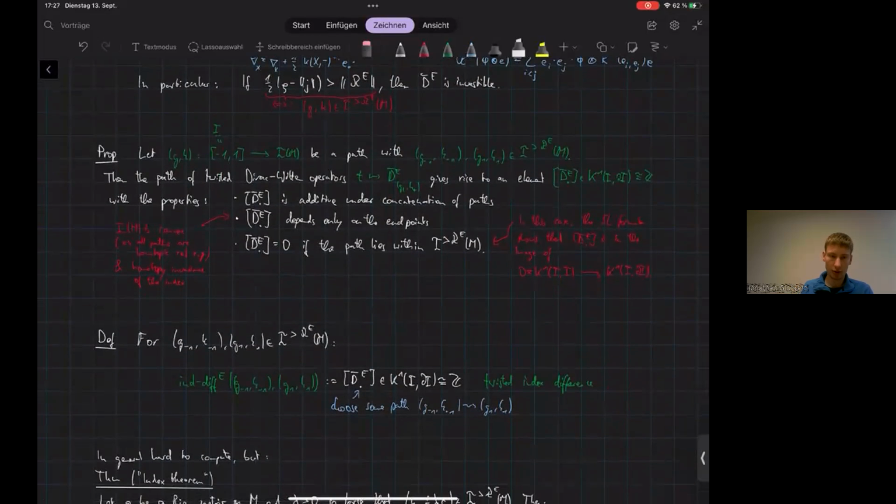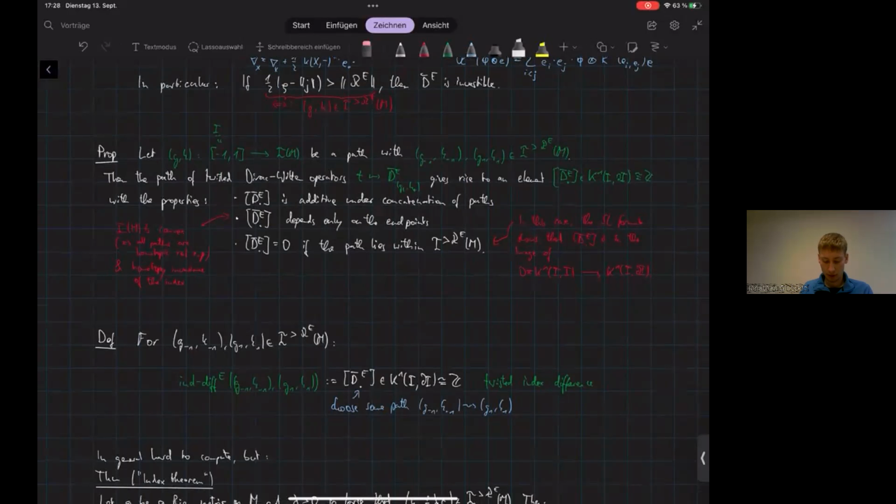So this allows for the following definition. Given two pairs, we take this K1 element that we defined, and we call this the index difference of the two initial data sets. I should maybe remark the following. One can include the space of metrics inside the space of initial data sets, namely by taking the metric in the first component and taking the second component to be 0.